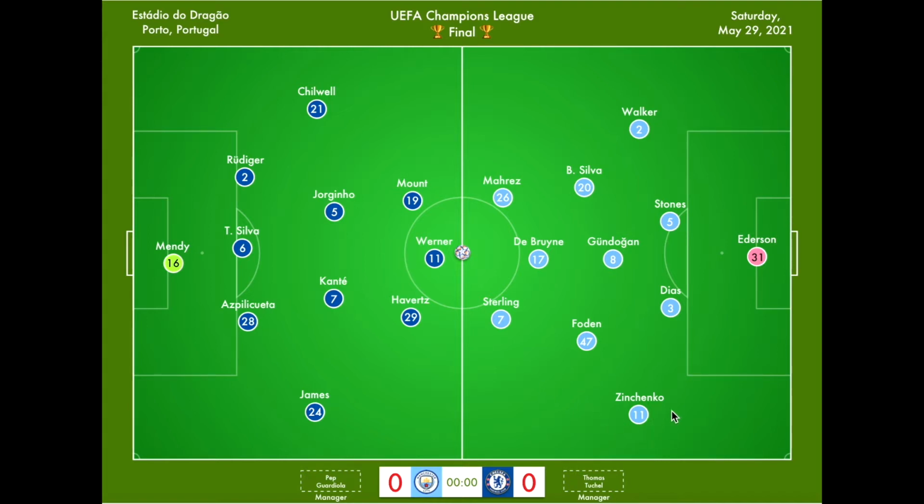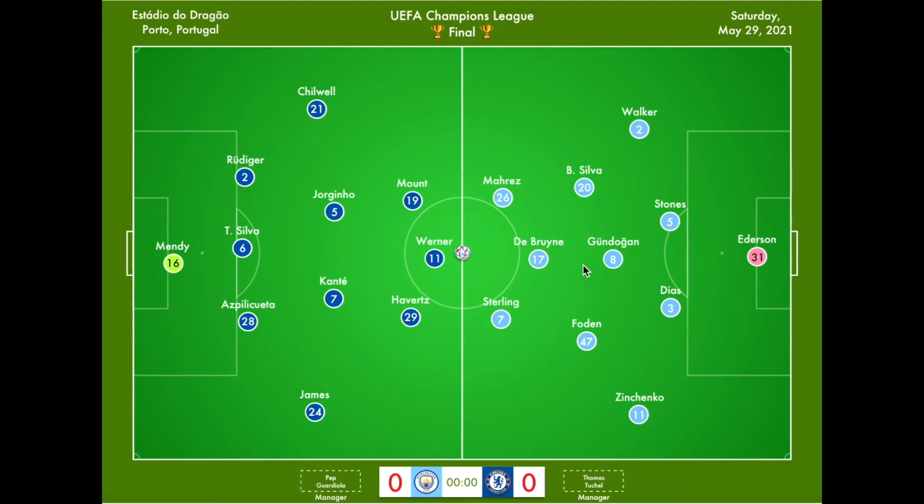So with Zinchenko, you could see why Pep had him here. He provides much more defensive structure, and he can move into the midfield just like Cancelo can to build up play, but he's not going to be as aggressive with the passing as Cancelo would. So City can retain the possession a little bit better.